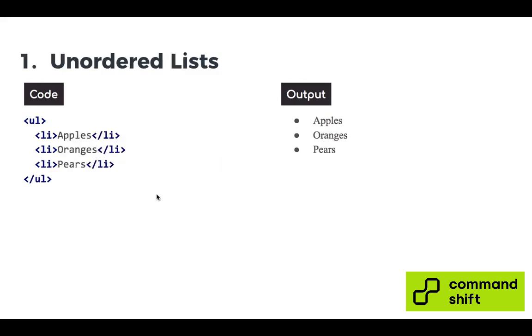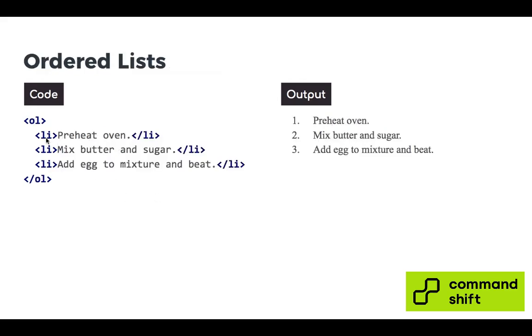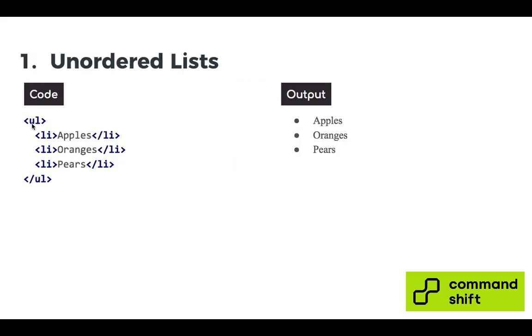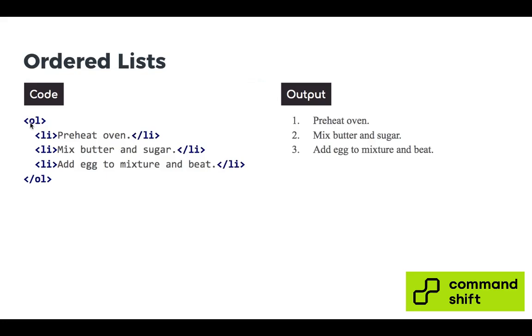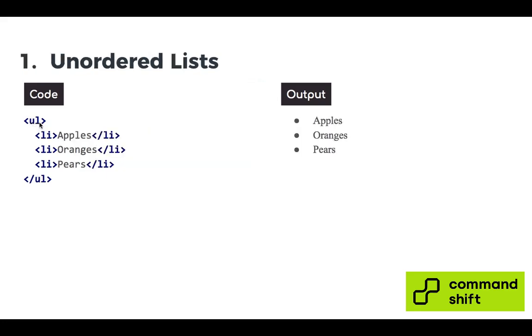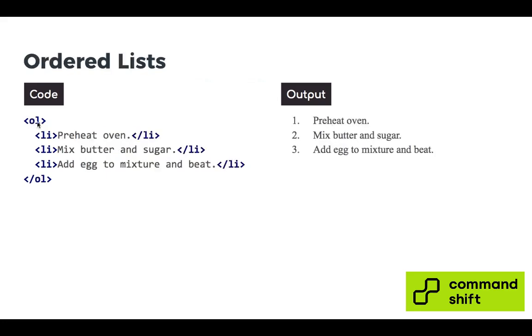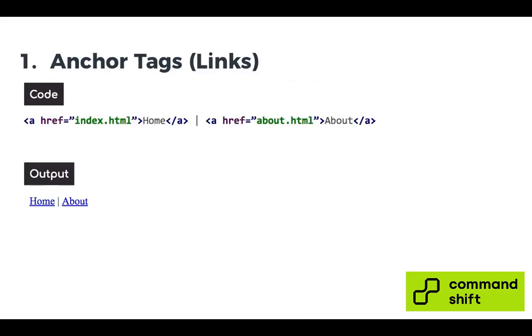Ordered list, very similar in syntax if you pay attention. The only difference is that instead of U, you got O, because this stands for unordered list, whereas this stands for ordered list, which means 1, 2, 3. So you will have a numerical order. And I didn't know, but apparently you can change this numbering as well. But more importantly, how do you link to other pages?